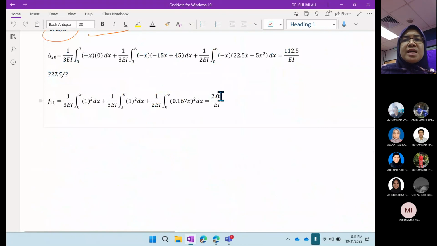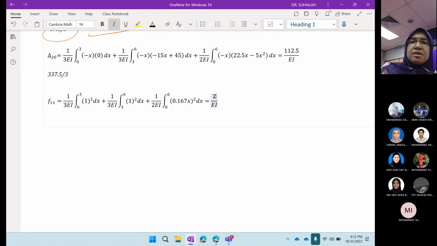Okay, F11, what is the answer? 3 over EI. Okay, those joining online, what is the answer for F11? Do you get 3 as well? You get 3. Ya, doktor. Betul. Betul eh?